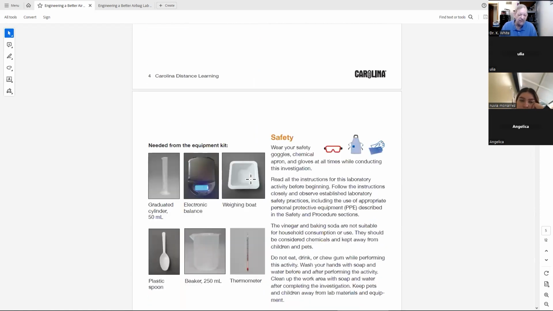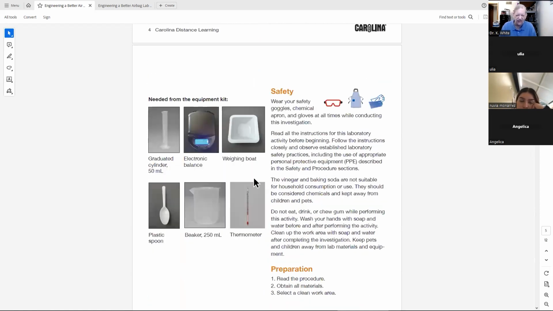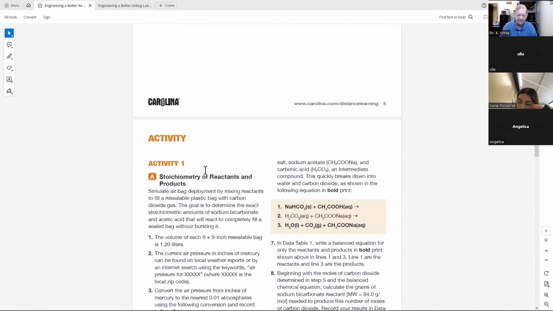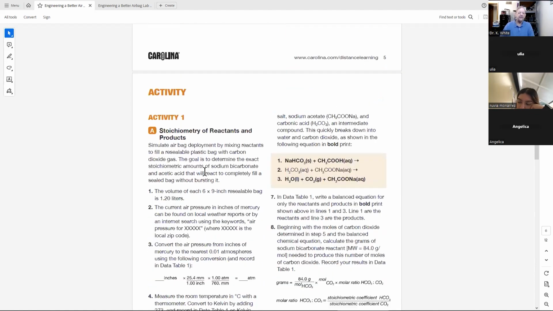All right, here's the equipment you need. You've already used all this. Remember, you should always wear protective clothing. You should not eat, drink, or chew gum while doing these activities. Wash your hands before and after, even with gloves on. All right, now, let's talk about the reaction.